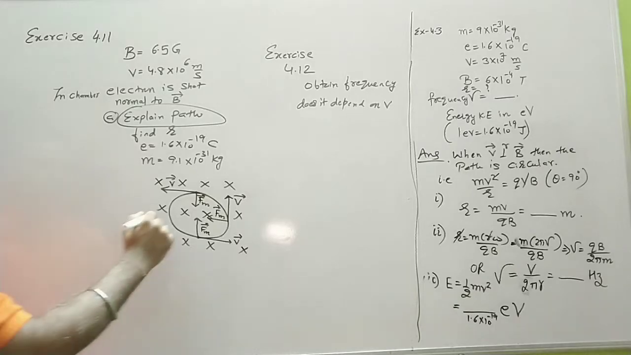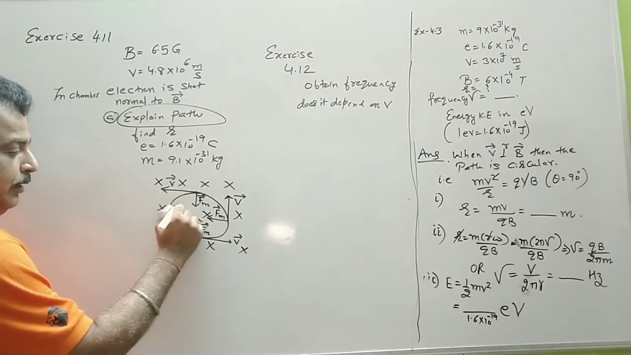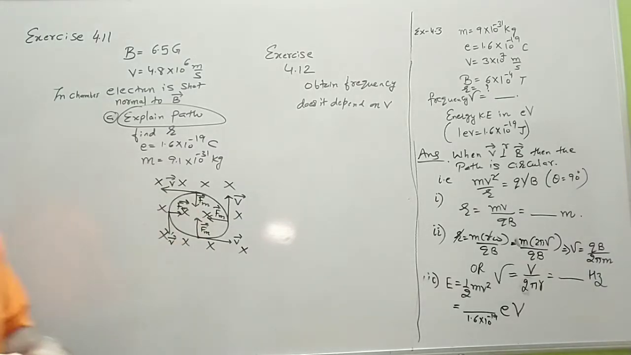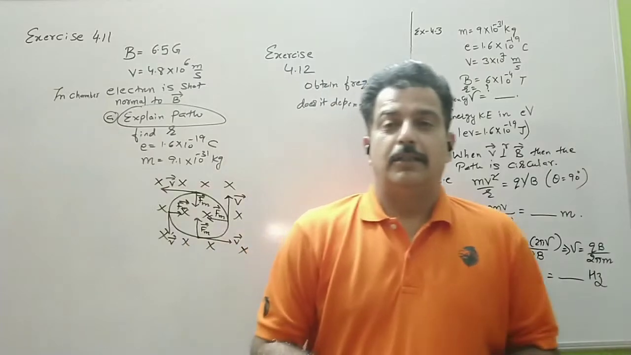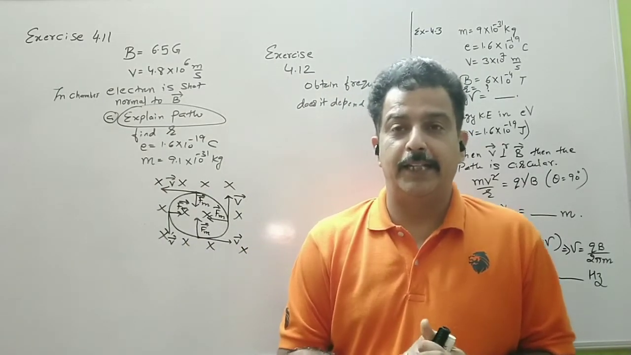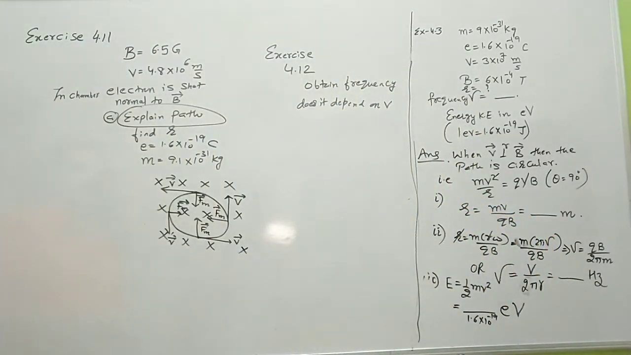So that theory you have to write down again in this example. This is our F and this is your V. So at each and every instant the magnetic force will act perpendicular to the plane containing the B vector and V vector. As a result, the path will be circular. So the same theory you write in this first part.